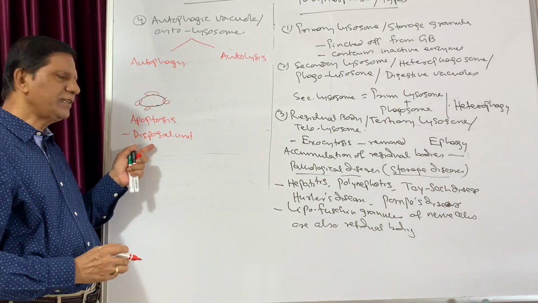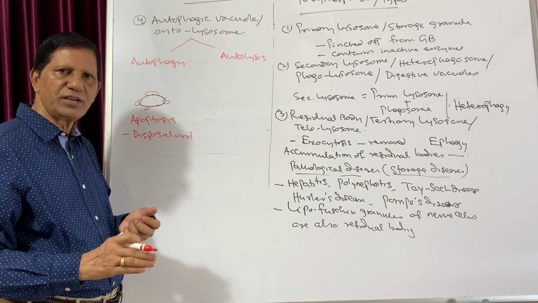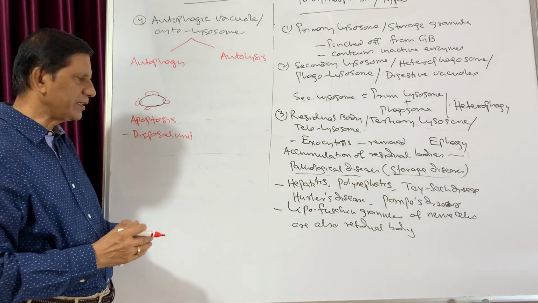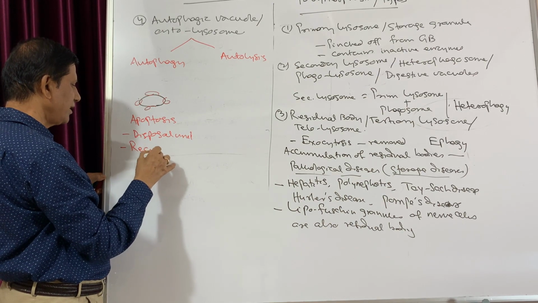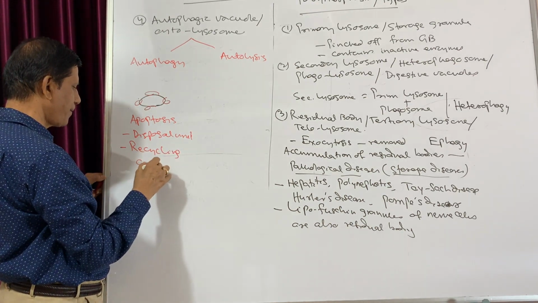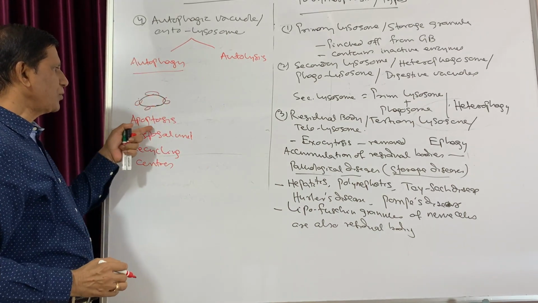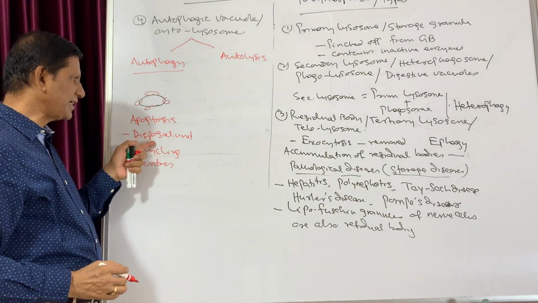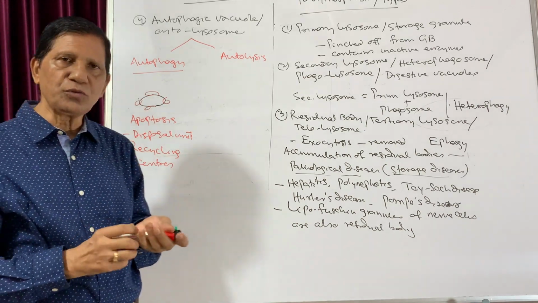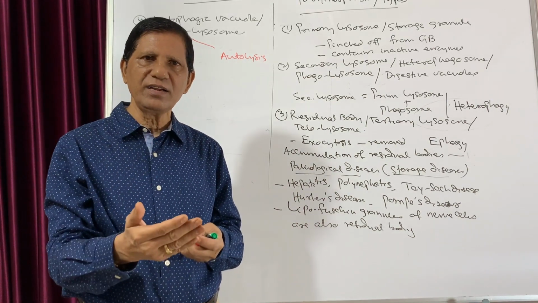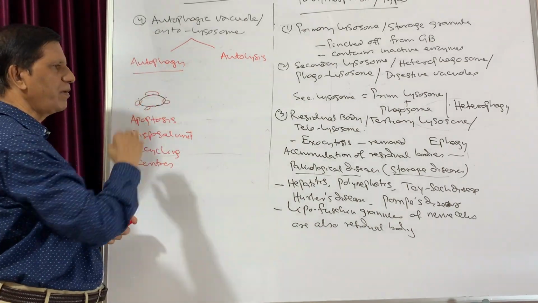Further, when these substances are disposed of, they can be reutilized for the synthesis of other substances. That means these can work as recycling centers. Due to the function of autophagy, it acts as a disposal unit and as a recycling center, because those organelles which are surplus or extra are completely disposed of. This is known as autophagy.